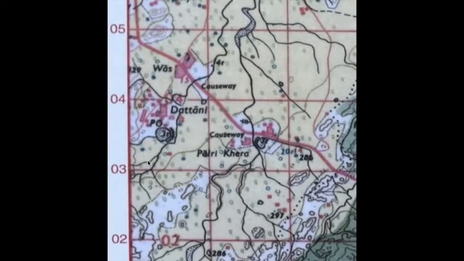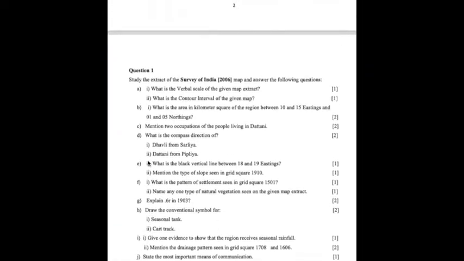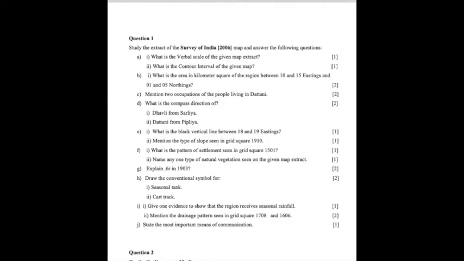Then the conventional sign and symbol for a seasonal tank. It is just like a circle which is a little bit wavy. Then car track. Then again a wavy red line, which is very thin. Then give one evidence to show that the region receives seasonal rainfall. It is car track motorable in dry season and broken ground.